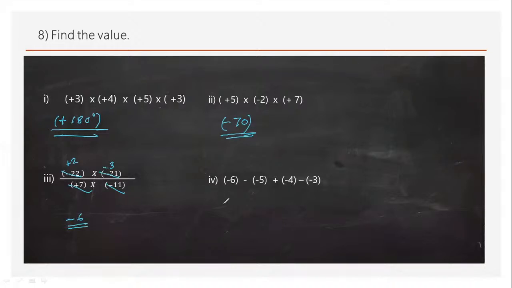Next question: minus 6, plus 5, plus minus 4, plus 3. Here minus 6 and plus 5 is minus 1, plus minus 4, plus 3. Then minus 1 and minus 4 is minus 5, and plus 3, minus 2.